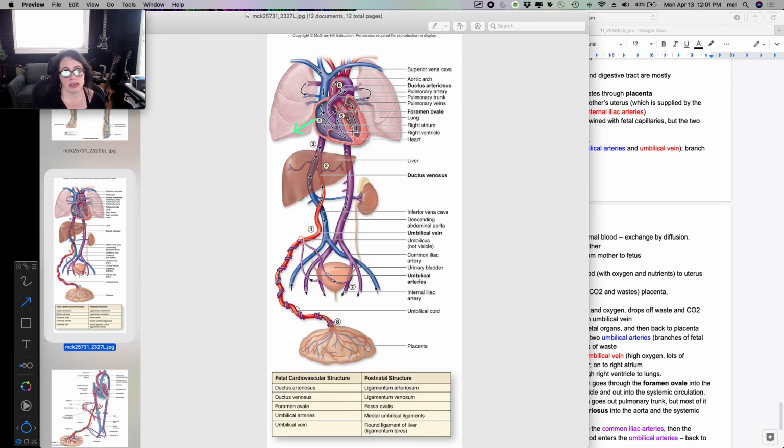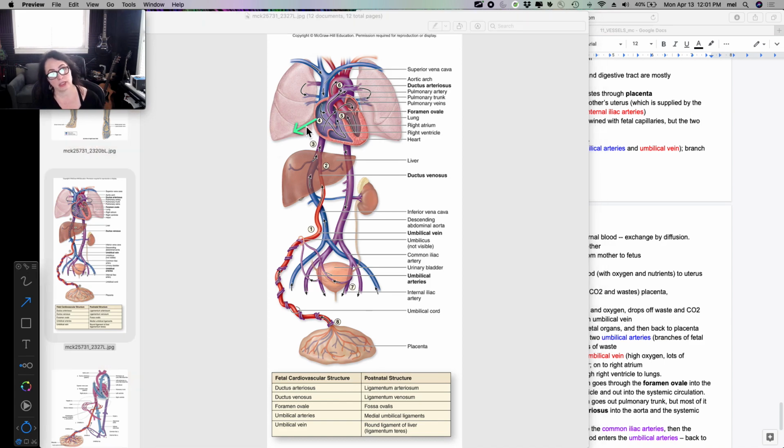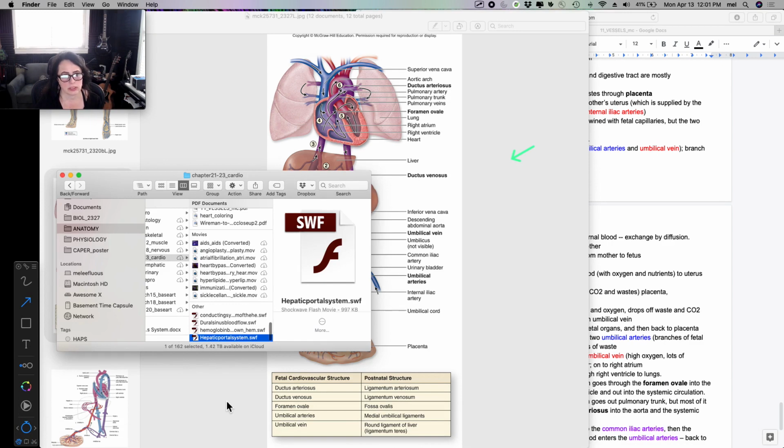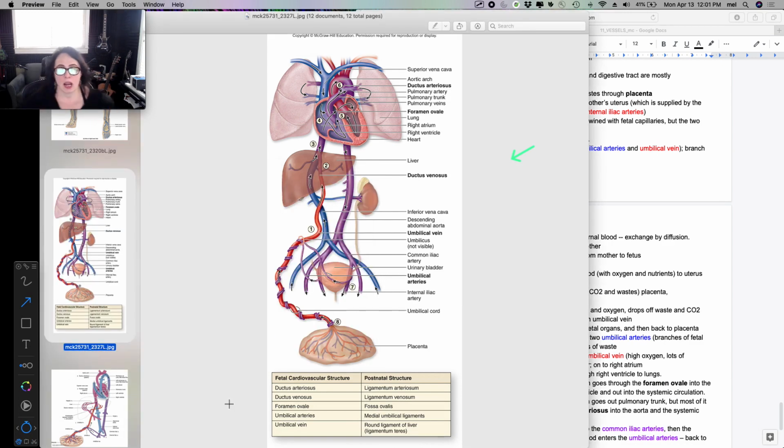Fetal circulation is different from adult circulation, primarily because there's no need for a separate systemic and pulmonary circuit in the fetus, because the lungs are not doing gas exchange with the external environment. All gas exchange is occurring via the mother's bloodstream to the fetal bloodstream. So, let's see, I can't remember if I have the animation of this. Okay, so I just have to explain this to you. All right, so first thing is to make sure some terminology.